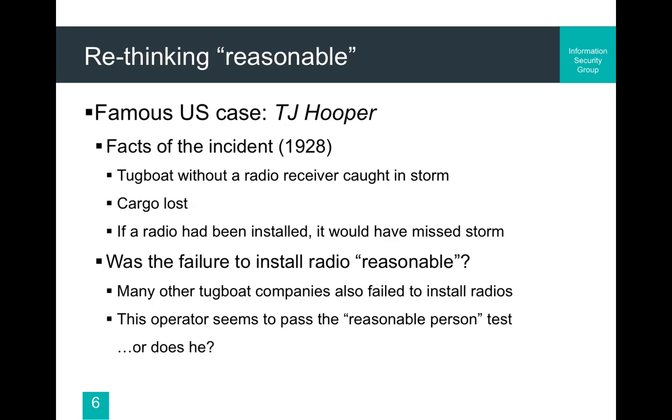This was about an accident at sea that happened in 1928, and the facts are pretty simple. The T.J. Hooper was a tugboat that was hauling cargo barges up and down the Atlantic coast of the U.S. And this barge was at sea. It did not have a working radio receiver, and it was caught in a storm. And the evidence that came out in the trial that followed is that if they had had a working radio receiver, they would have heard a weather forecast, and the captain of the boat would have come in from the ocean, and the cargo would not have been lost. So it was pretty clear that if a radio had been on board, there would not have been this disaster and loss of money.